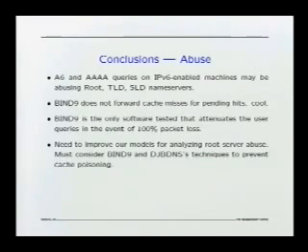It seems to me that the fact that Bind 8 at least, and Bind 9 also, sends queries to the roots for IPv6 addresses may be causing a little bit of abuse. I really love the fact that Bind 9 does not forward cache misses for pending hits. I think that's a very nice thing. And another thing I like about Bind 9 is that it attenuates the load in the case where it's not communicating well with the root name server. It doesn't send more queries than the user sends, it sends fewer.